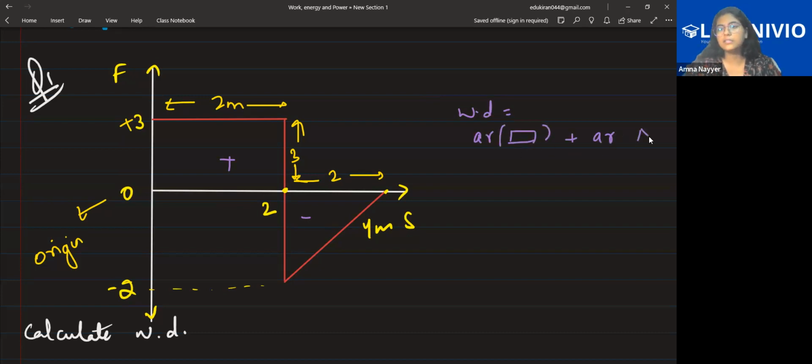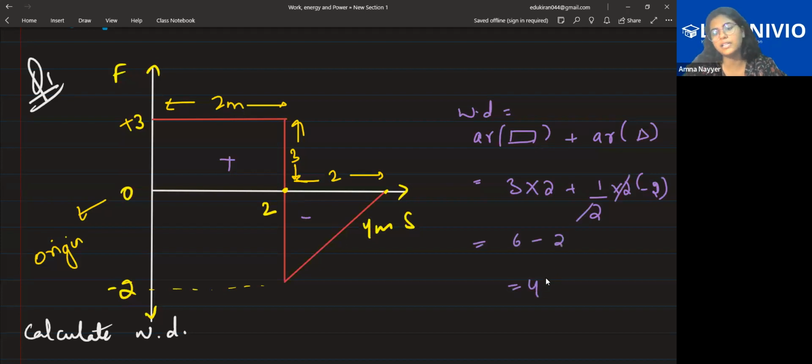the triangle. Area of the rectangle is simply 3 into 2, plus this is half into base 2, height is minus 4. No, this height is also minus, so this will be cancelled. So 3 into 2 will be 6, 6 minus 2. So correct, it's 4. All those who have not written, write it.